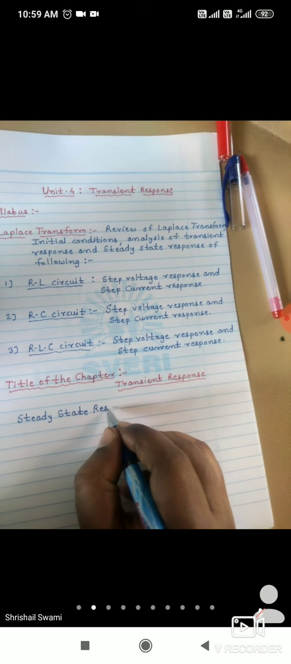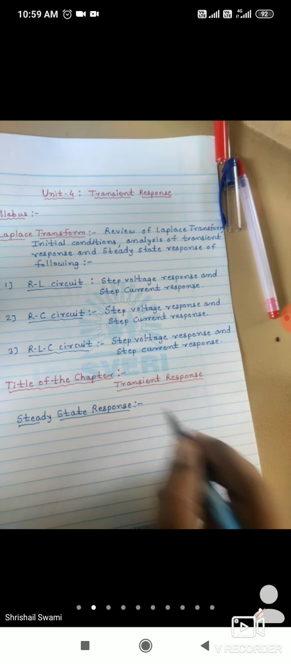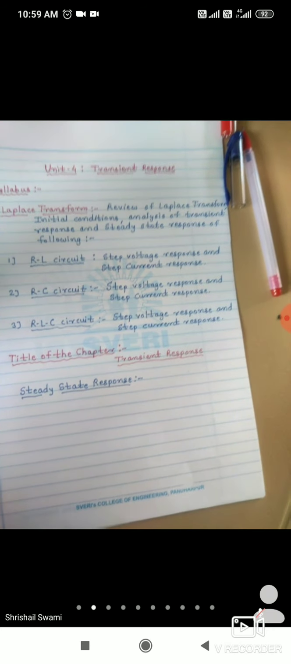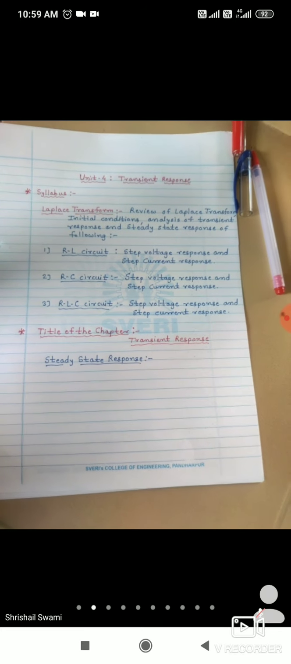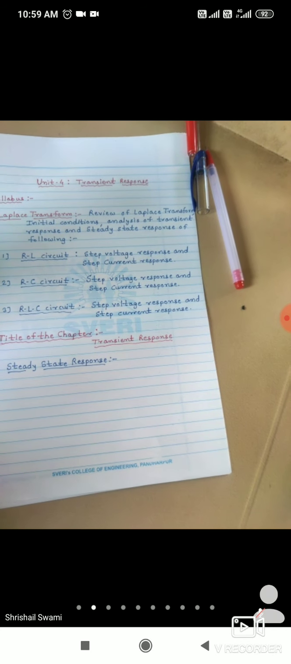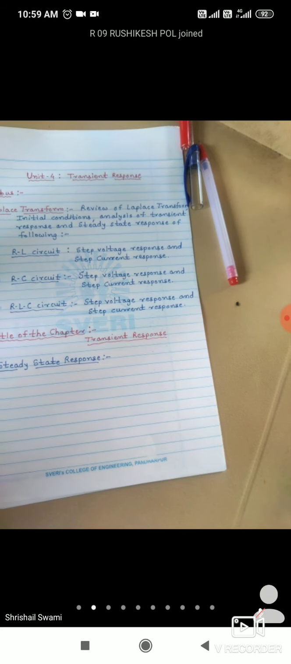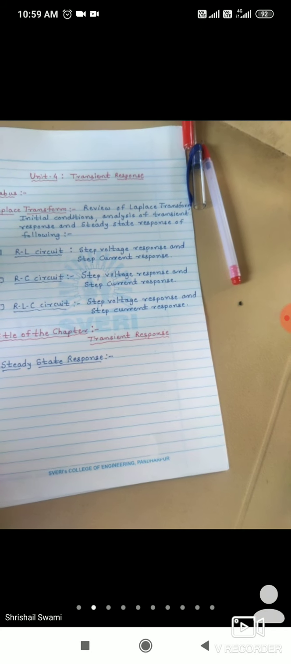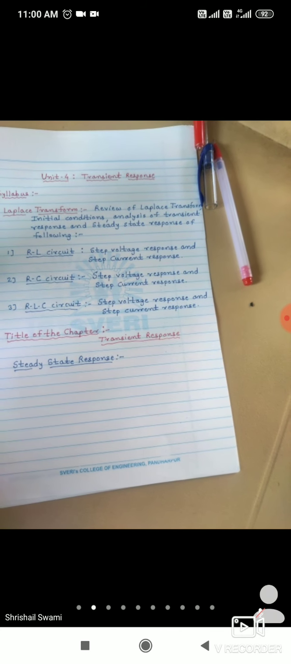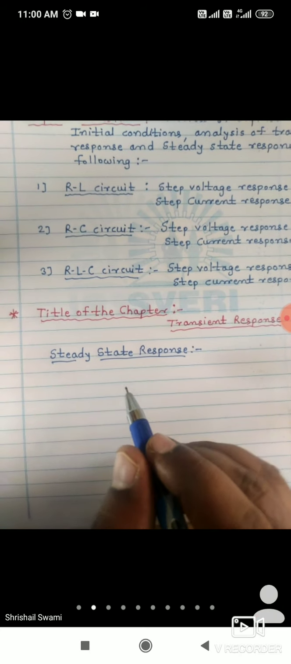Steady state response. So if we apply a constant source, whether it is a voltage or a current, to the circuit, then the current and voltage do not change with time. If current and voltage in the circuit do not change with time, then that state is called what? Steady state.